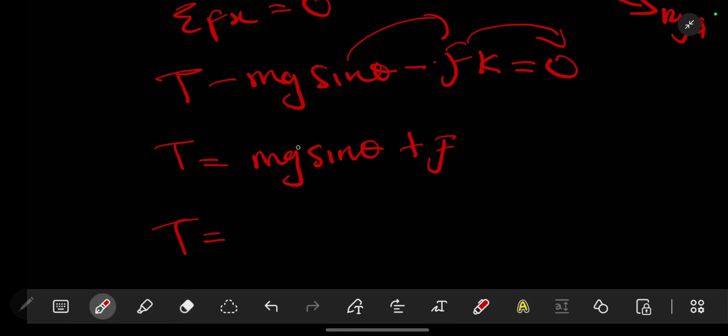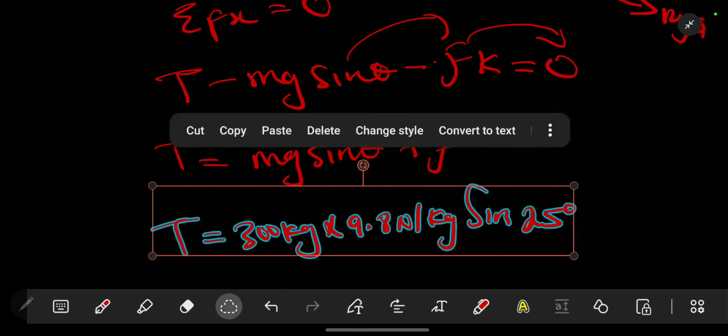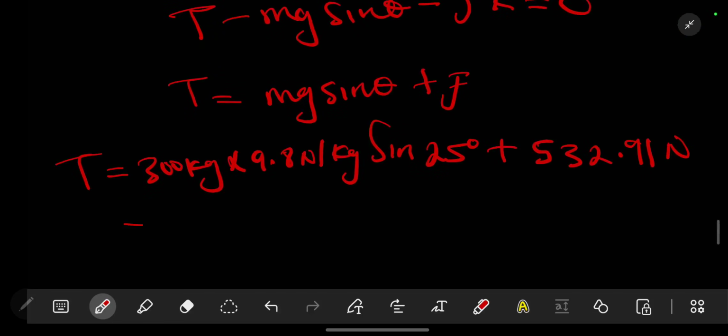So the tension should be equal to our mass, 300 kg, times 9.8. Make sure that your mass is in kg, times the sine of our angle theta, which is 25 degrees, like that. Then after that, we are going to add our frictional force, which in this case we have found to be 532.91 newtons.